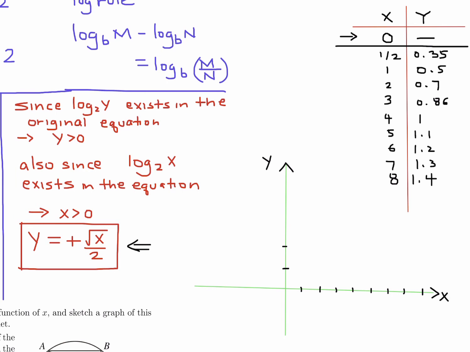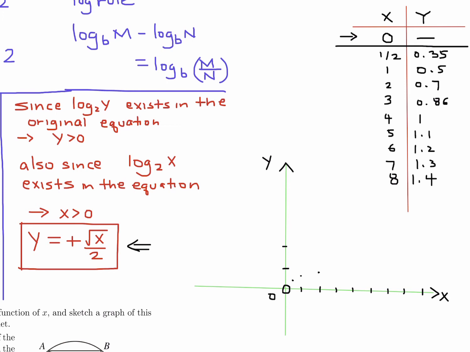First and foremost, as I had mentioned earlier, where there's 0, the origin, the graph has no value. So there you put a little circle. Now we can plot this. For half, we got half as our very first one. It's about 0.35, so approximately here. For x equals 1, we got 0.5, so that's about here. And then just keep on plotting these. For 2, 0.7.